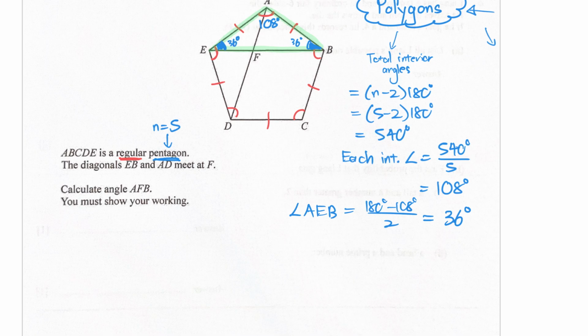Now if you look carefully, and I flip the pentagon around, I have another congruent triangle here with the exact same dimensions: interior angle 108 and base angles 36. So with that, it means that angle EAF is 36 degrees as well.